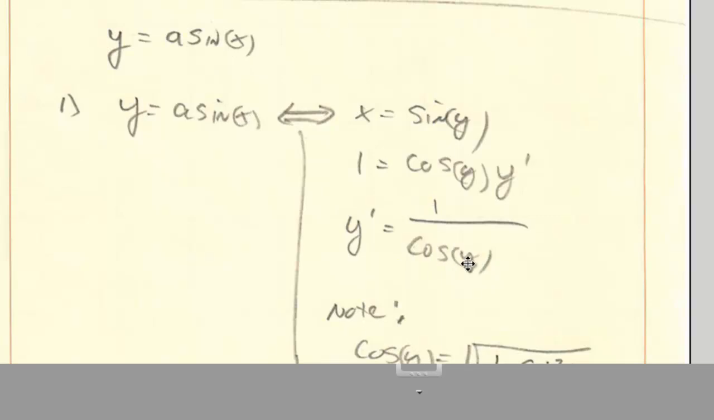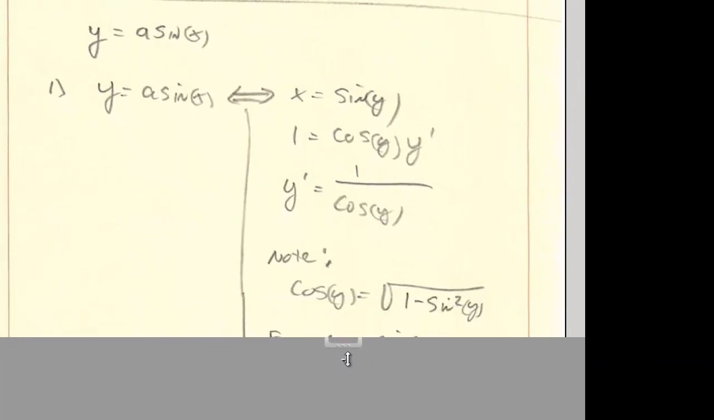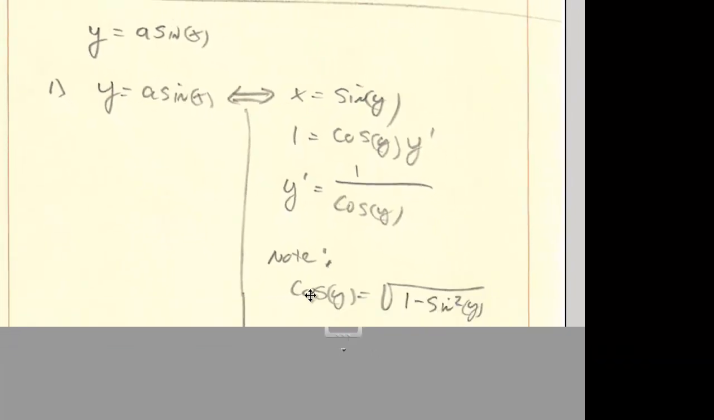However, this is a function of y, and this is y, and what we want is the derivative of the arcsine of x in terms of x. So we need to somehow get rid of this y and get it in terms of x, and in this case there's a clever little identity. The Pythagorean identity, sine squared plus cosine squared is 1, therefore we can use this version of that. The cosine of y is the square root of 1 minus sine squared of y.